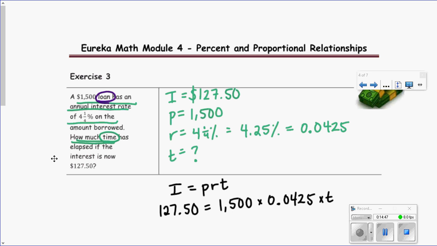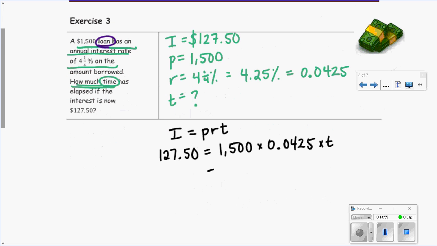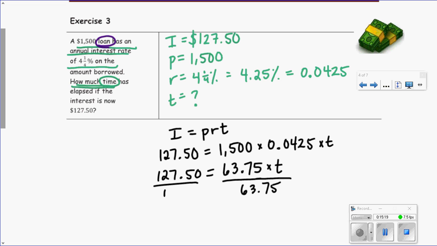So go ahead and simplify the 1,500 times 0.0425 and pause it if you're not there yet. Did you get 63.75? That's basically how much interest is charged per year. So now we're trying to figure out how many years it took to get to 127.50. And you should get 2 because you're dividing both sides by 63.75. Divide this side by 63.75, and that would be 2 years as our final answer.